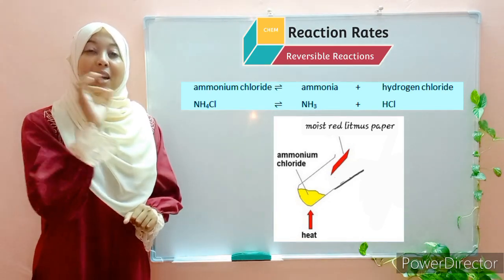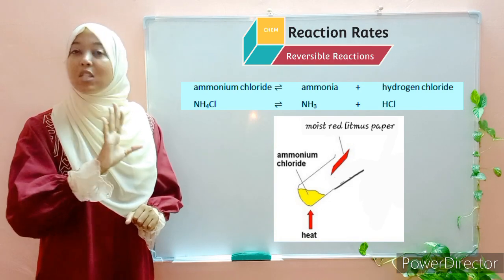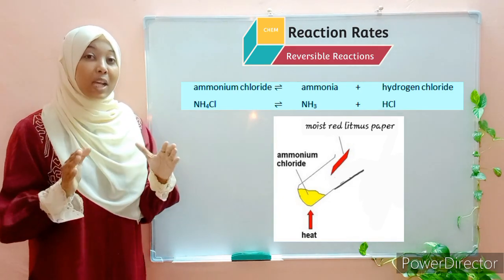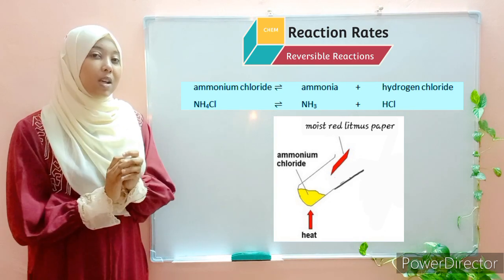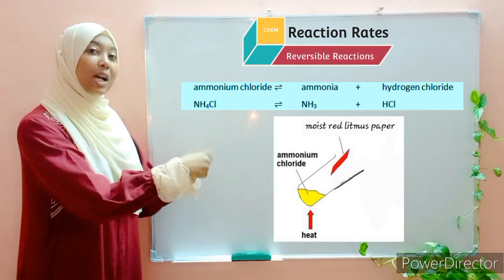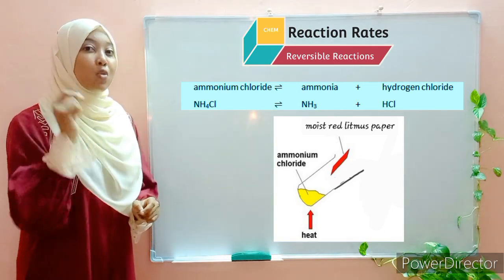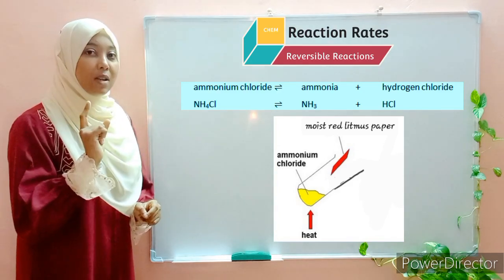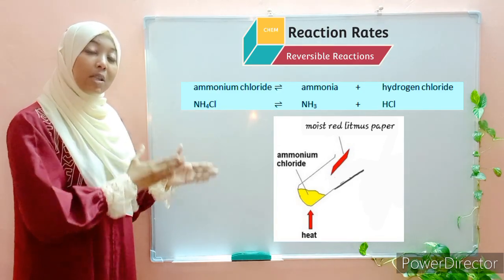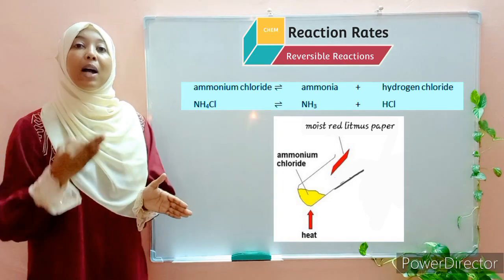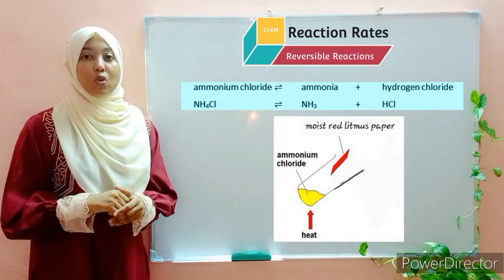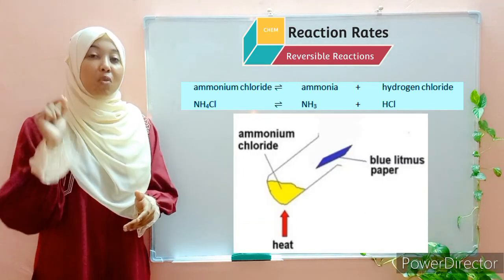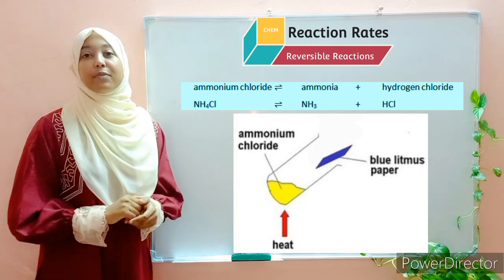Now, the rate of diffusion of the two gases is not going to be equal. Ammonia has a smaller molecular size, so that means that it's going to diffuse at a faster rate. So it's going to reach the litmus paper fast. Now it's going to dissolve in the moisture to form ammonium hydroxide, which is a basic solution. So it's going to turn the red litmus paper blue.